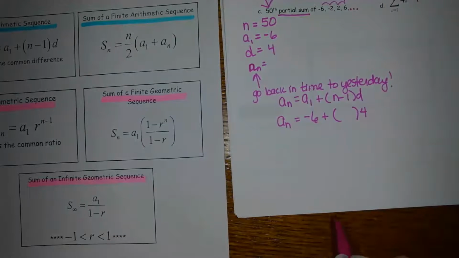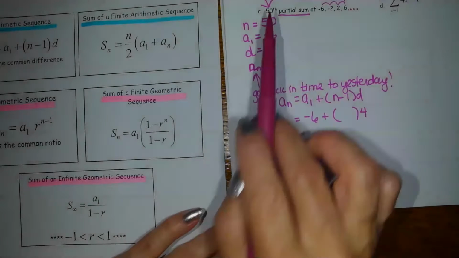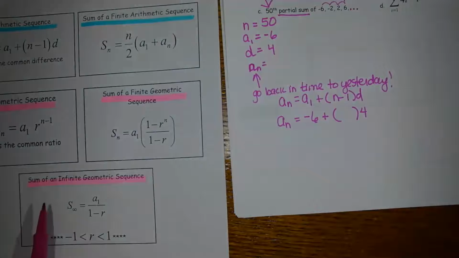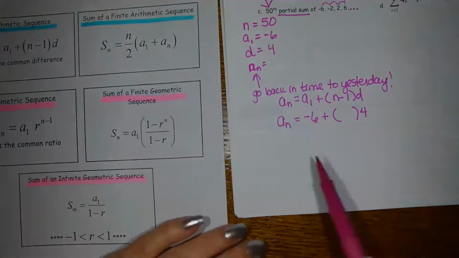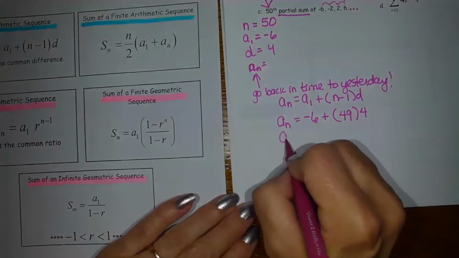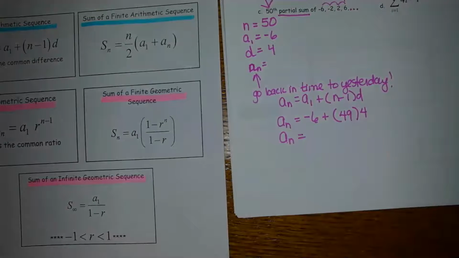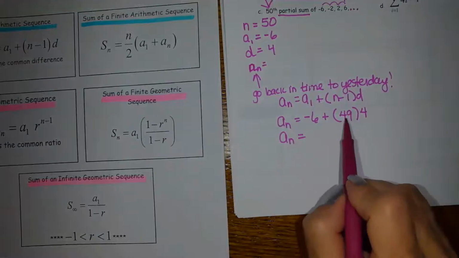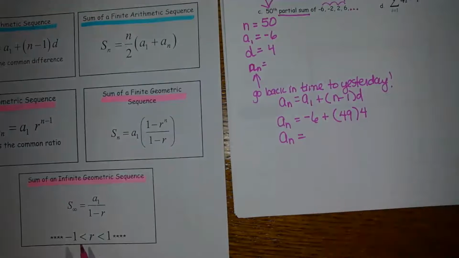What is N minus 1? They said the 50th partial sum. So how many numbers are there? 50. So N minus 1 is 49. So what is AN? Punch that in. 49 times 4. That's actually like 200 minus 4, which is 196, minus 6. Is it 190? I did that in my head real fast.